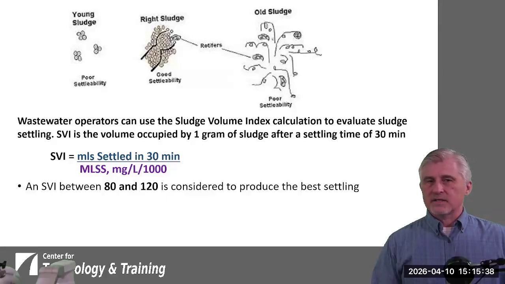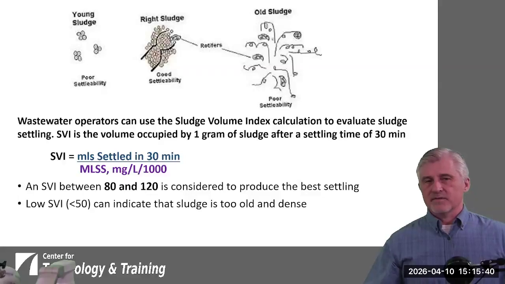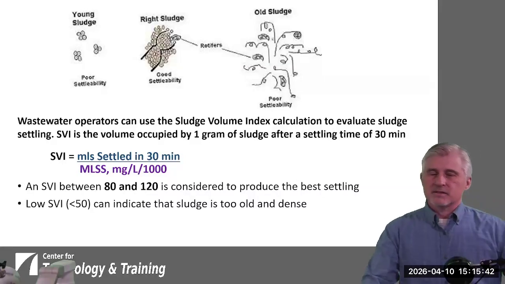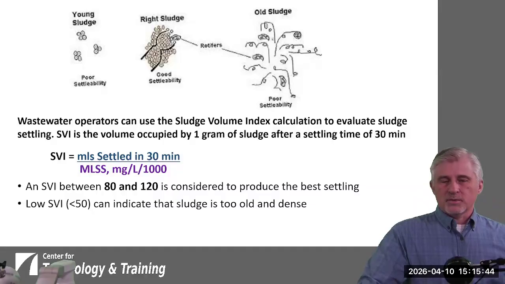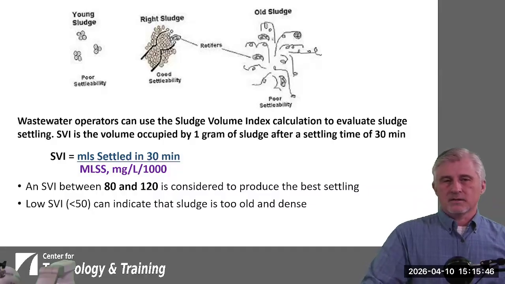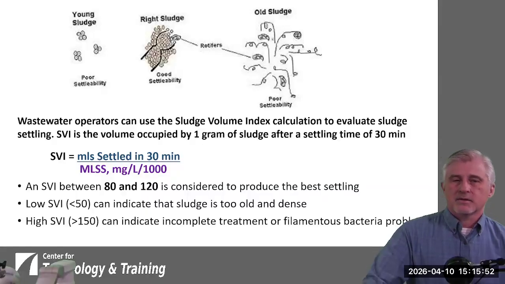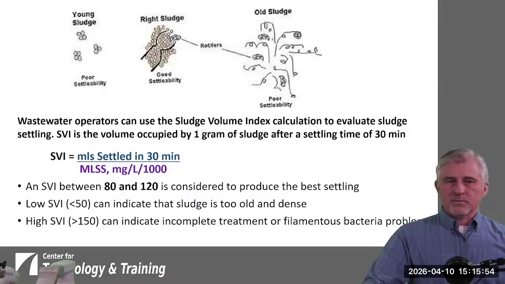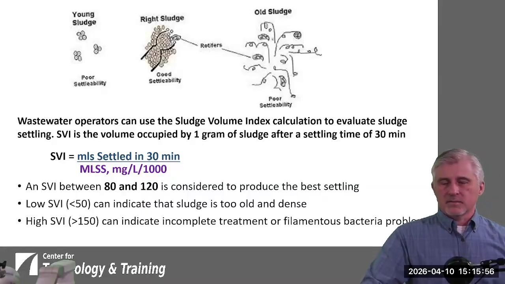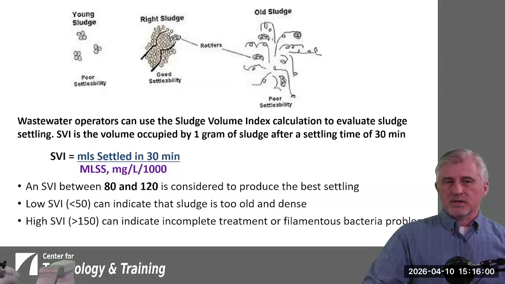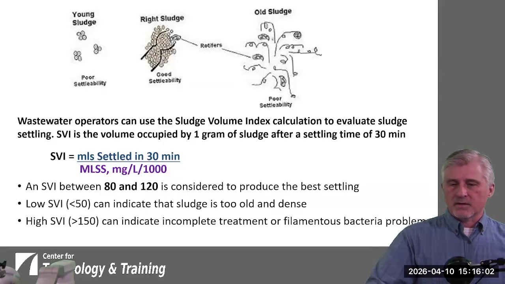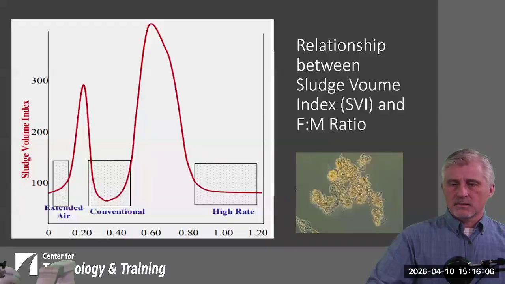If we've got a low SVI, something less than 50, that usually indicates that our sludge is old and potentially dense, and that's not good. And if it's higher than 150, it can indicate that we don't have complete treatment. We may have some filamentous bacteria in there that could cause problems.